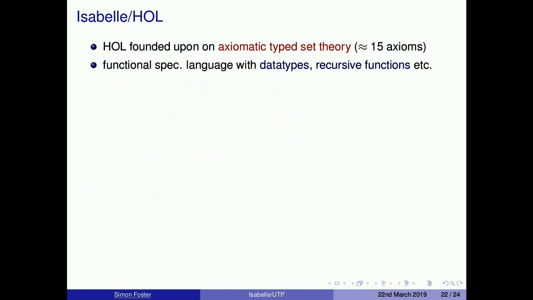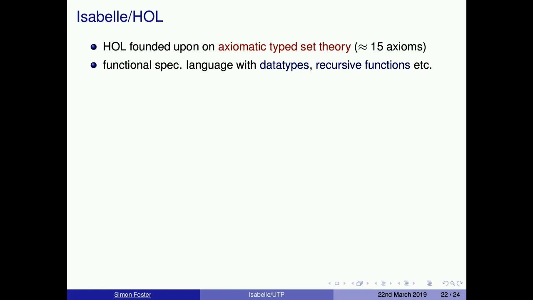So fundamentally, Isabelle HOL is founded upon an axiomatic type set theory with about 15 axioms. Now, one of the key things about Isabelle is it follows this architecture called LCF, where the only individual who can produce certified theorems is the proof kernel, right? So you can't just produce theorems. You can't just say, well, I say this is true. You're not allowed to do that. Only the proof kernel is allowed to do that. And the way that the proof kernel does that is by making use of axioms.